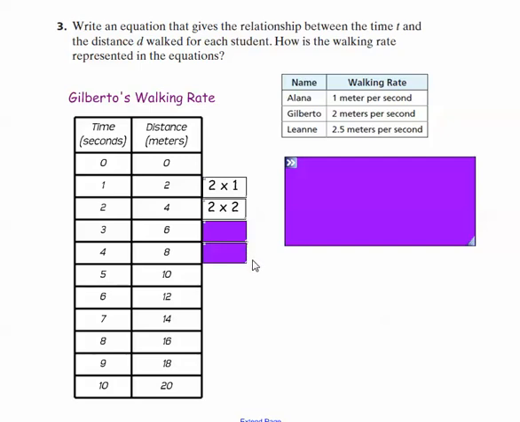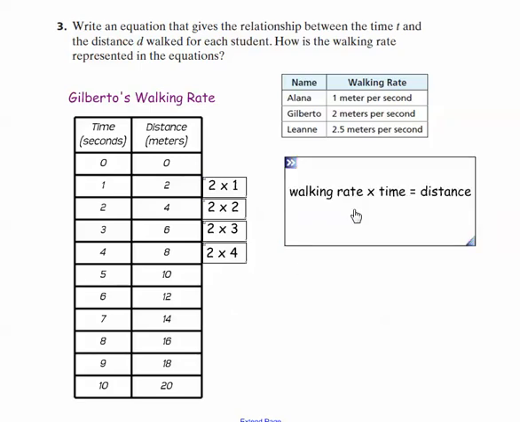The same thing with 3. If I take the time and multiply it by Gilberto's walking rate, I get his distance, and it still works out with 4. And if you'll check out the rest of the table, you'll notice that as well. So in order to write the equation for his distance walked, I can simply take his walking rate, multiply it by the time he's walked, and I will get that distance.